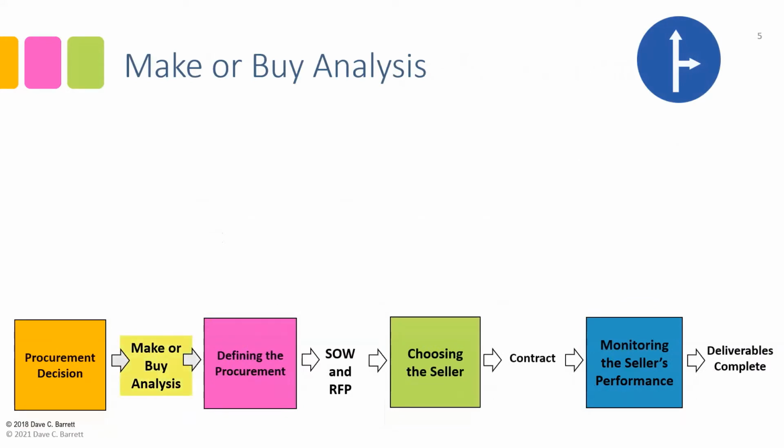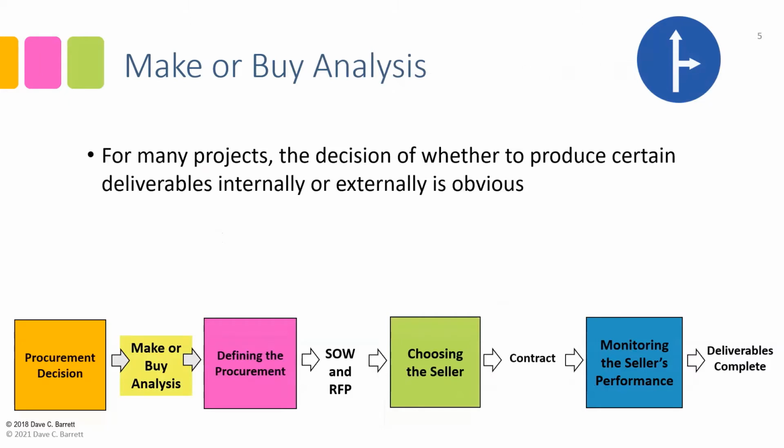So first of all, the make or buy analysis. For many projects, the decision of whether to produce certain deliverables internally or externally is obvious. It might be the type of project that the organization always does. It's their main work that they do. And so in that case, it would be an obvious make, that they would do it themselves. There are others that are an obvious buy. It might be for the type of work that the organization does not have expertise in or does not do, and that would be obvious.